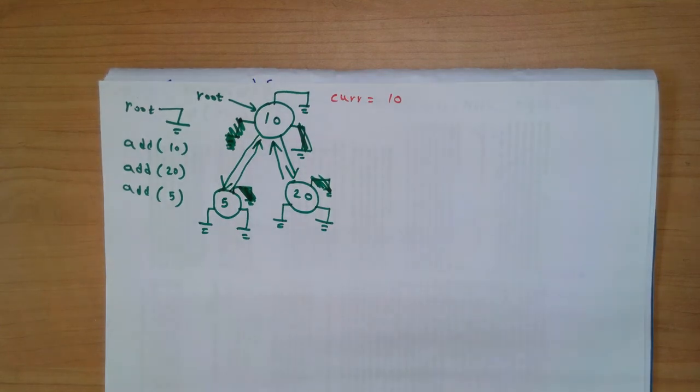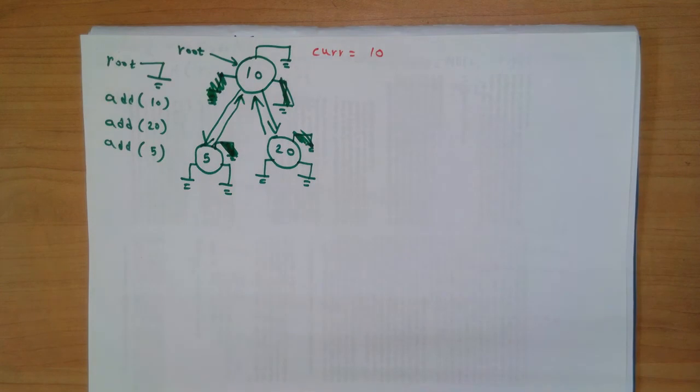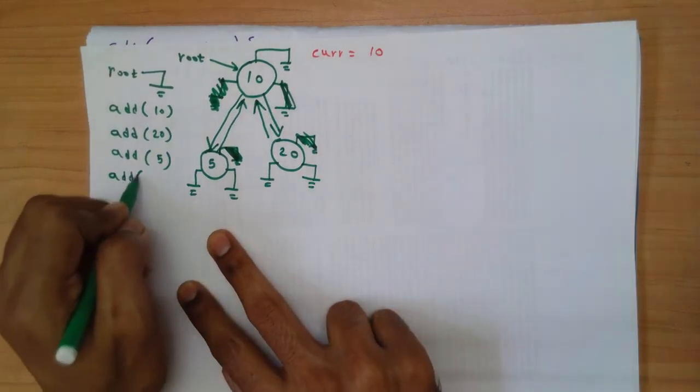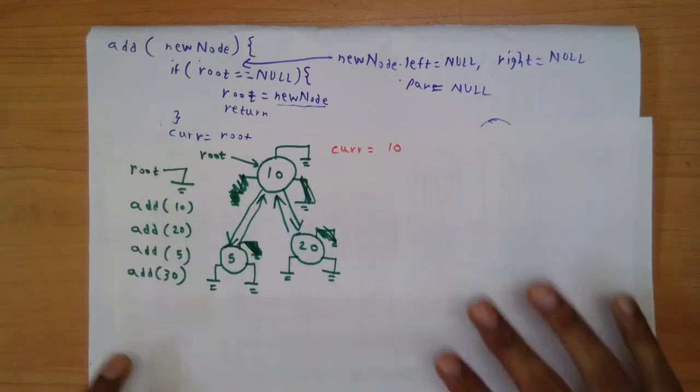And in general, if I have a valid binary search tree and I add exactly one value to my binary search tree while maintaining the binary search tree property, the resulting tree is going to be a valid binary search tree. Okay, now let's try to insert something to the right of 20. Let's say I want to insert 30. So I now do add 30, and let's go back and see what happens.